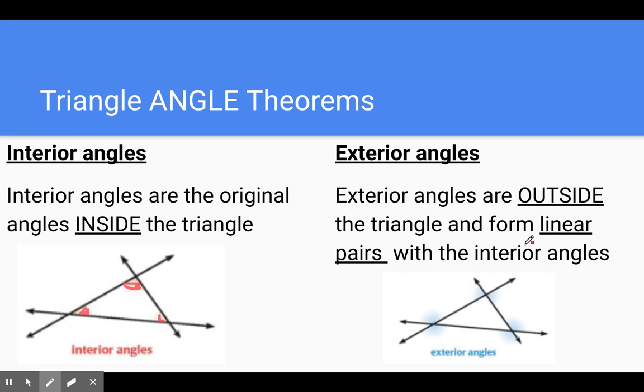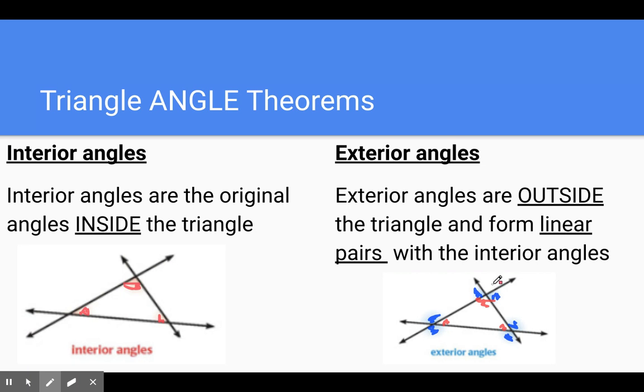Exterior angles are outside the triangle, and they also form linear pairs with the interior angles. So again, maybe not the best picture, but we see that shaded in blue are the exterior angles. Here, here, and here, right? And you see that they form linear pairs with the interior angles. So again, if we put in red the interior angles, we see that they form linear pairs here. They form a linear pair here, linear pair, linear pair.